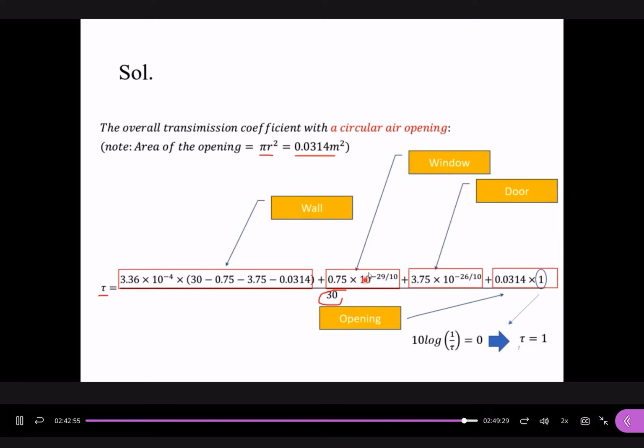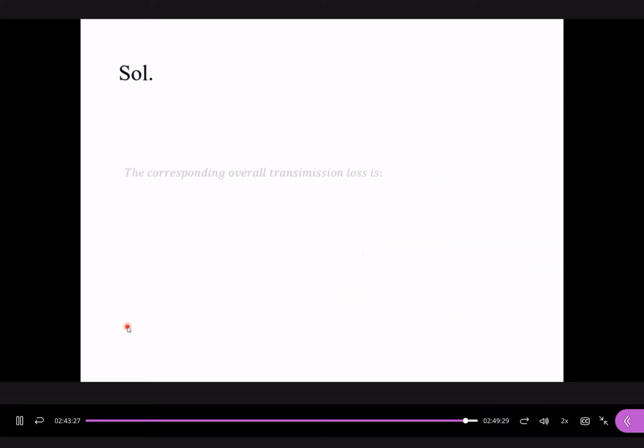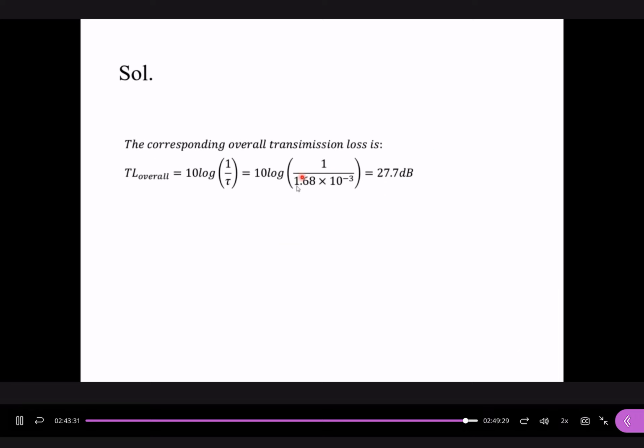Okay, now, make use of our calculator. We can find out the FH transmission coefficient. It becomes 1.68 times 10 to the power of minus 3. Okay, is anything unclear about this one, how to construct this equation? Okay, now we haven't finished because we still need to find out what is the change of the transmission loss. So the corresponding overall transmission loss based on the new value is 27.7 dB. So the final result is that the change of the overall transmission loss is minus 4.3 dB, minus 4.3 dB.